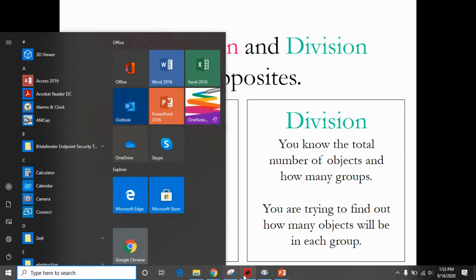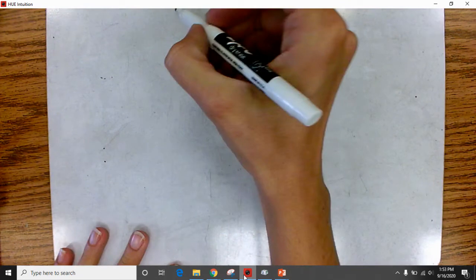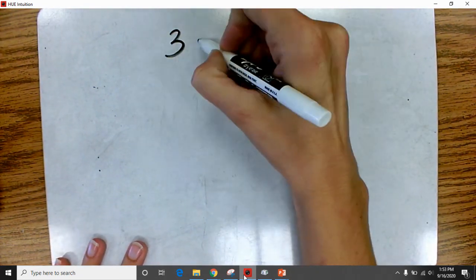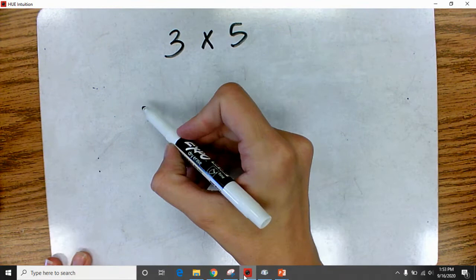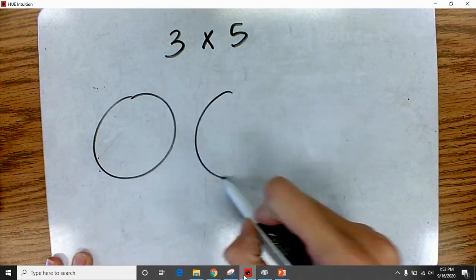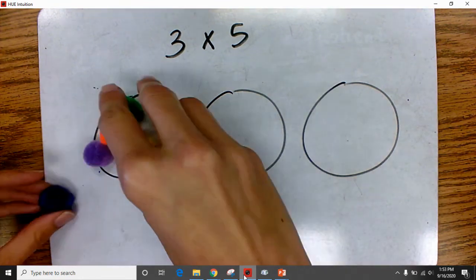We can use objects to model multiplying and dividing. I'm going to use these pom-poms to model multiplication. Let's try showing the problem 3 times 5. Multiplication is groups of objects. What this means is that I have 3 groups with 5 objects in each group. So let's go ahead and show that with the pom-poms.